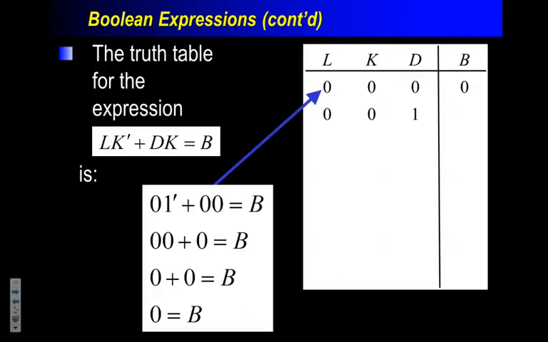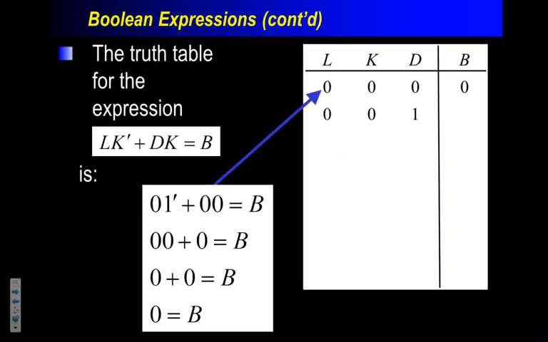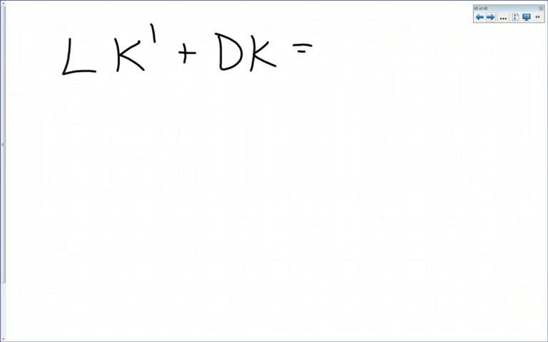Okay, hang on. I might be losing you guys a little bit here. I can feel a bit of a loss here. Okay, so let me go back to that. L, K NOT, or D K, equals B.